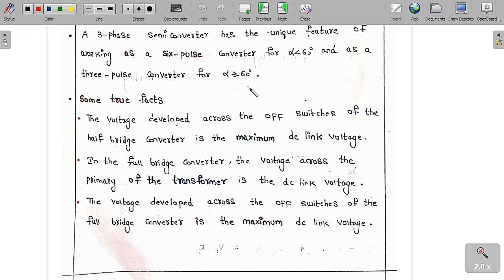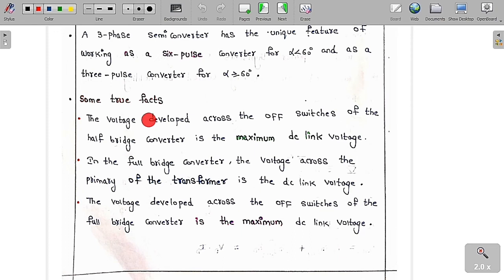A three-phase semiconverter has a very unique feature: whenever alpha is less than 60, it is going to act like a 6-pulse converter, and whenever alpha is greater than 60, it is going to act like a 3-pulse converter. So this is a very important point in a three-phase semiconverter.